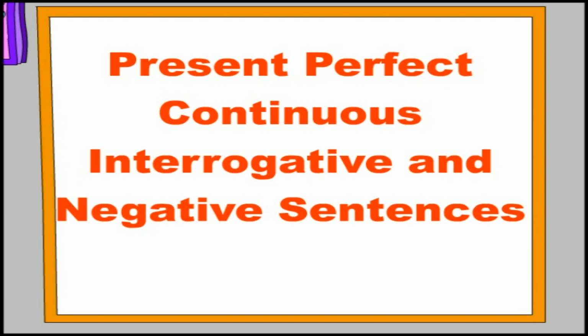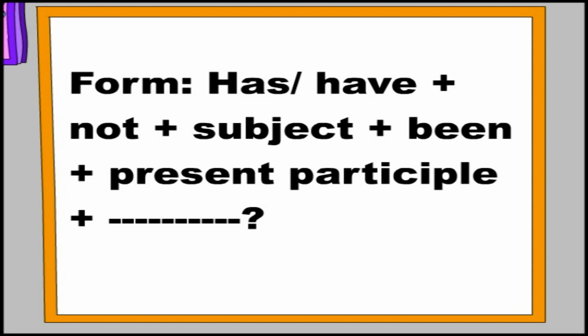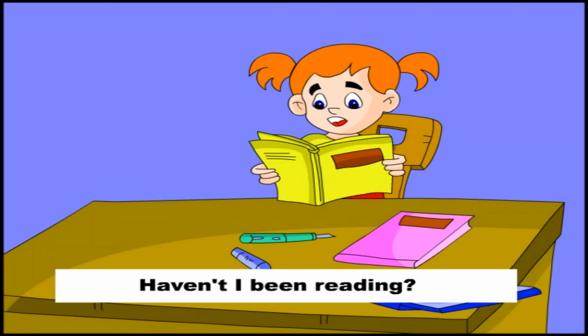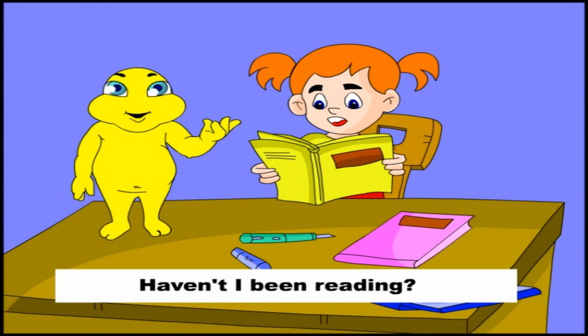Present perfect continuous interrogative and negative sentences. These are formed by has not, have not, followed by subject, been and present participle with ing. Form: has, have plus not plus subject plus been plus present participle. Examples: Haven't I been reading?